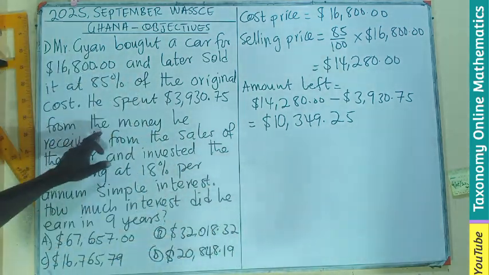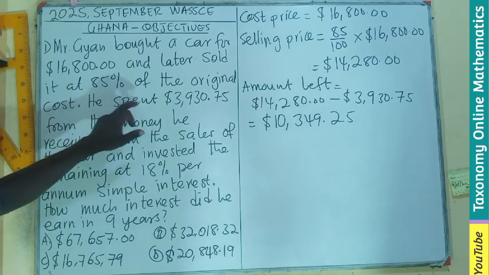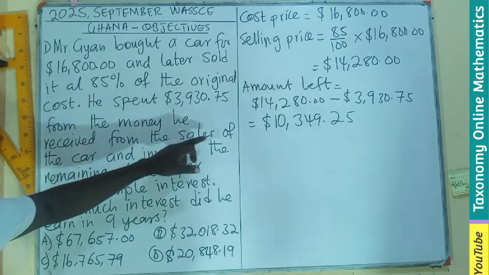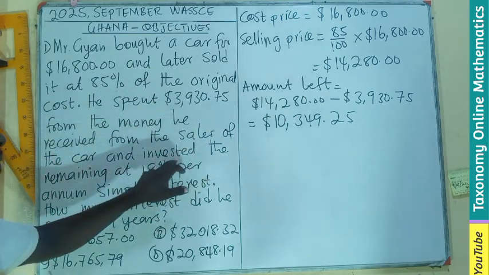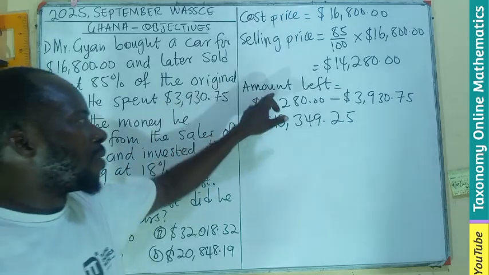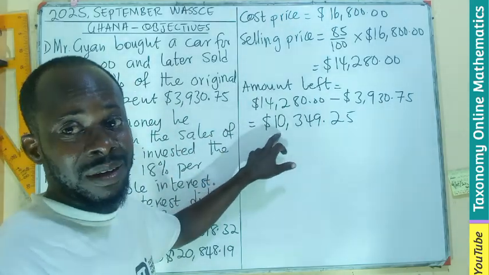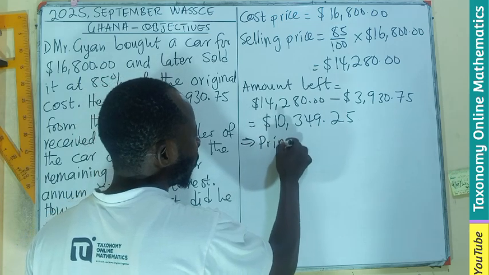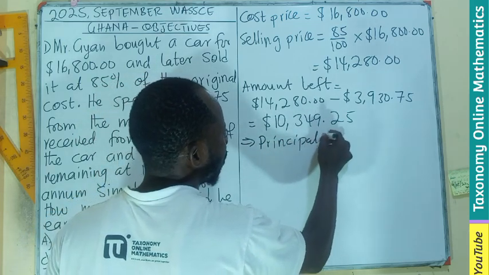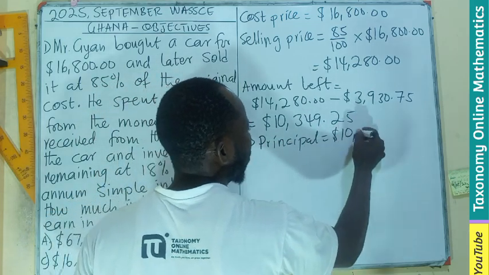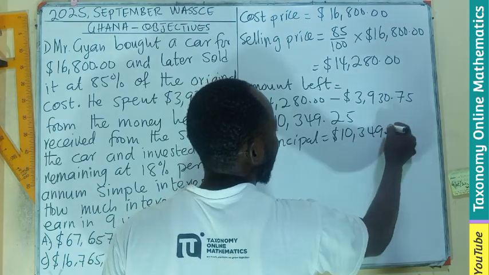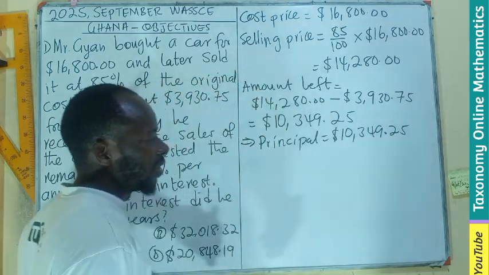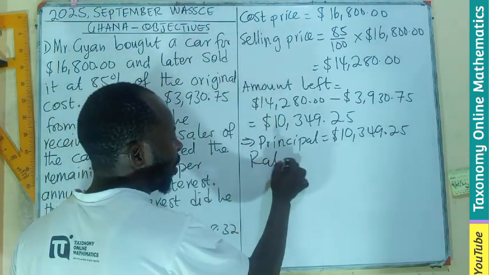What is he saying? The money received from the sale of the car, he spent part of this and invested the remaining amount. So this means that the principal is now going to be $10,349.25.